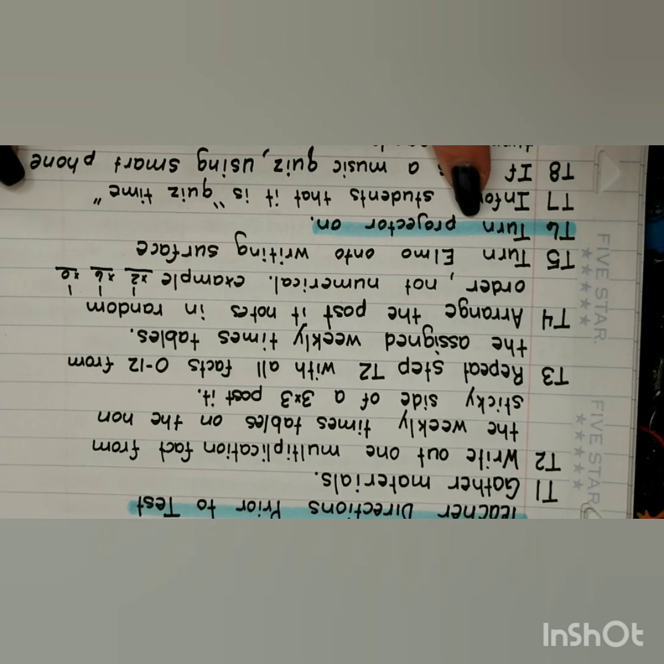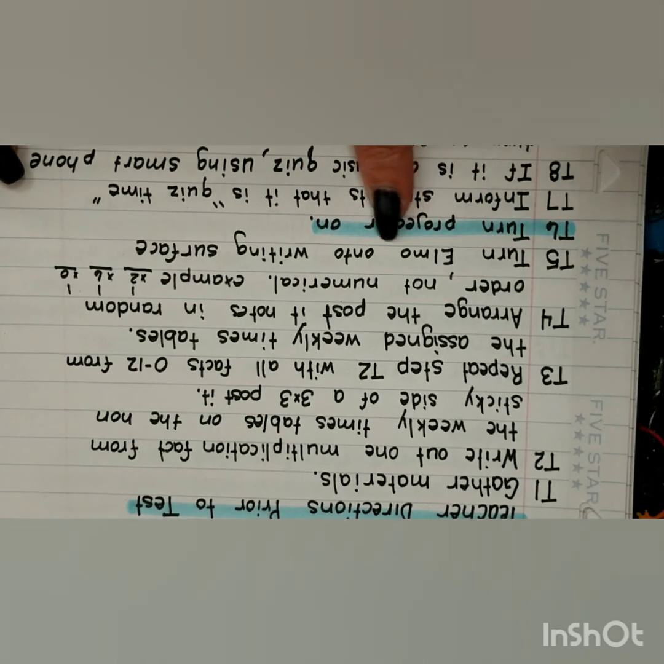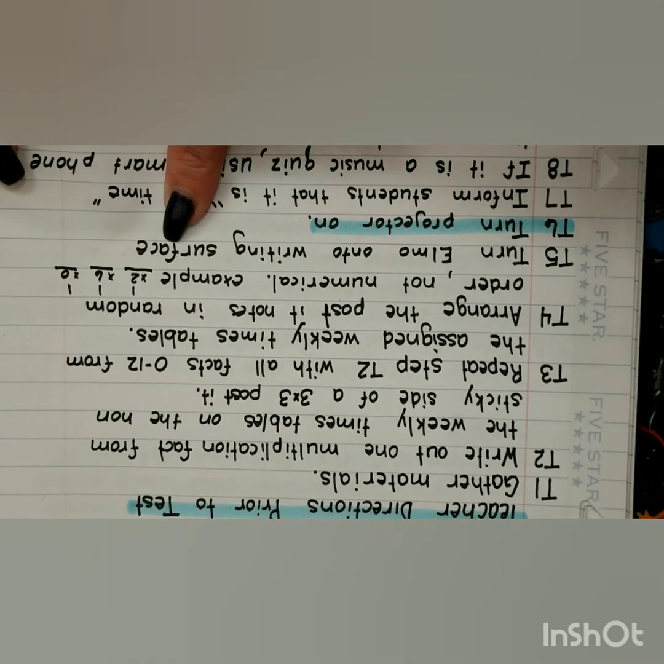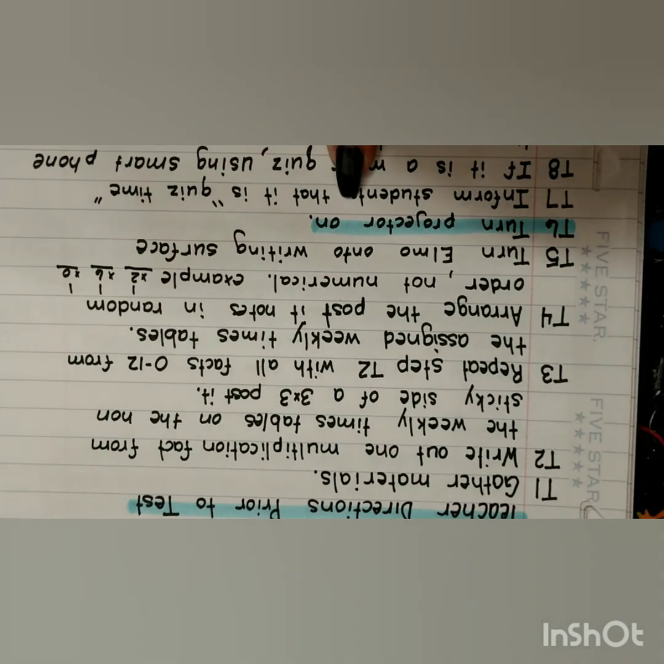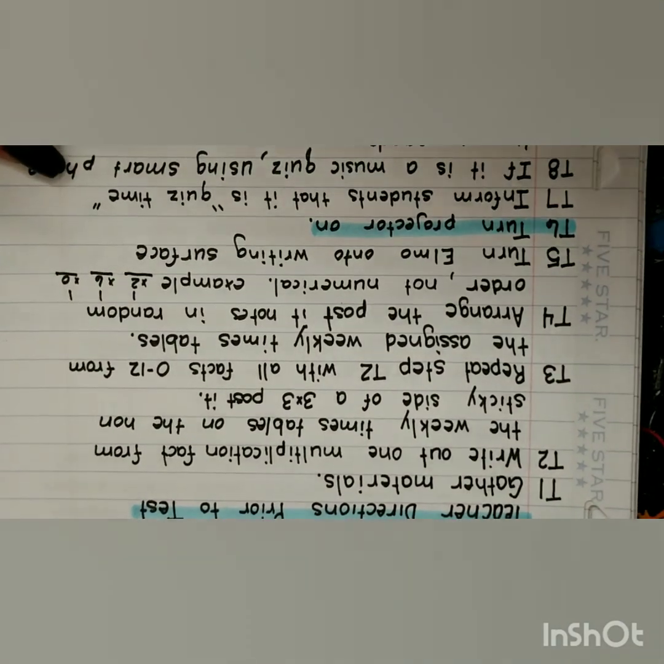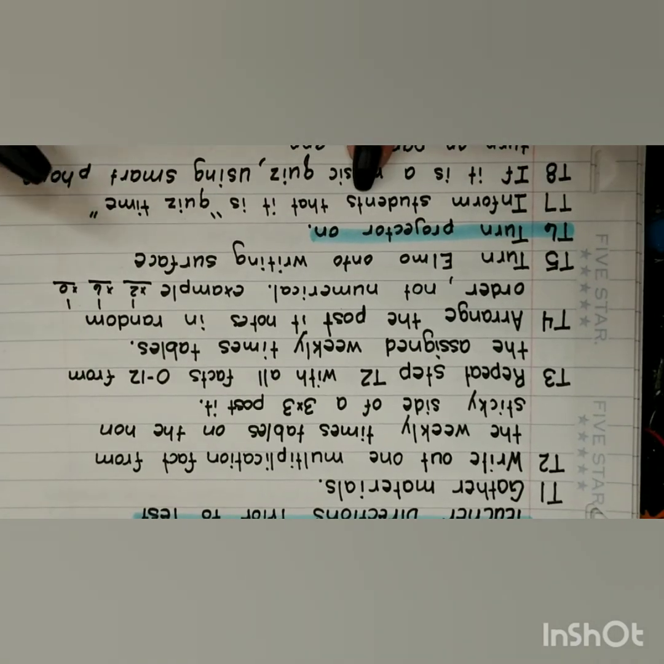T6, and I highlighted this because this was in, or T5, turn Elmo on writing surface. T6 was one that I needed to add in there after we had done some of them in class. I realized when I was writing them in black for you guys so it's easier to read from the recording that we forgot to turn the projector on, so we're not really doing much without the projector on.